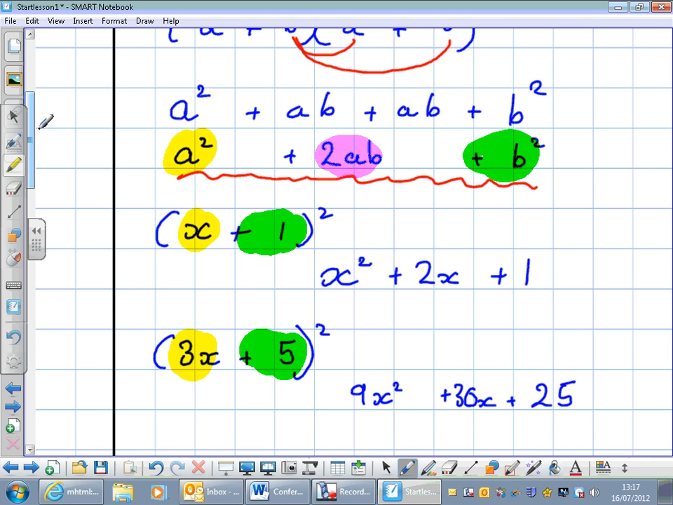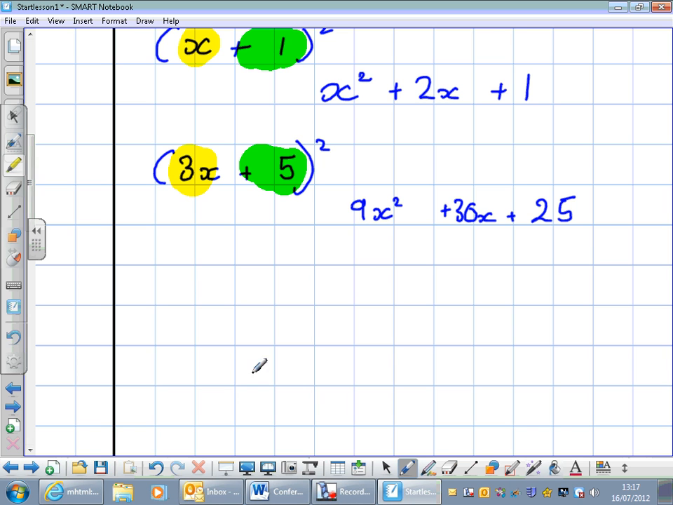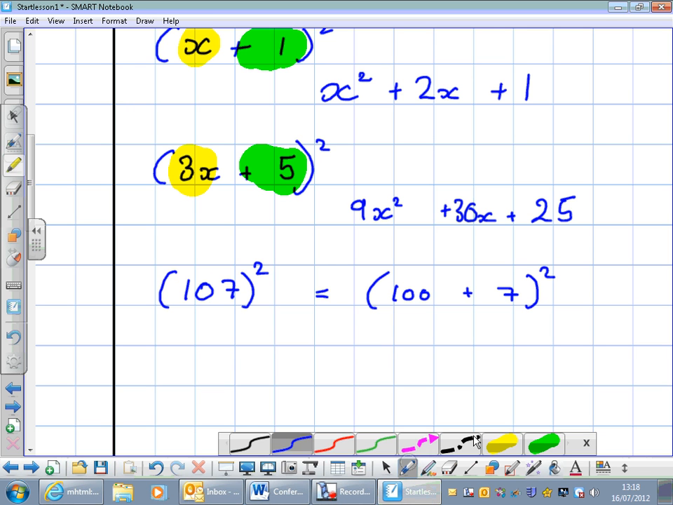And so on. In fact, here's another interesting use of it. What about 107 squared? Well, here's how we could use it. That's the same as (100 + 7) all squared. So a, in this case, is 100, and b is 7.